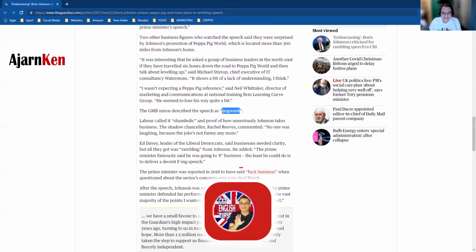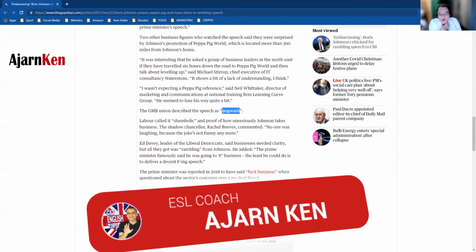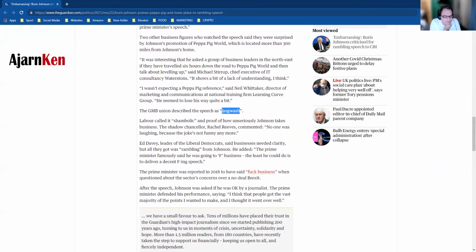Hogwash. This is a really, really old word, hogwash. And hogwash just means that something is, I guess, not real. It's ridiculous. What you're talking about is nonsense. And here we go. He called it shambolic, which is nonsense. It was ridiculous. It's really good words, shambolic. No one was laughing because it wasn't funny. It was just crazy. It was ridiculous. It was shambolic. It was hogwash.